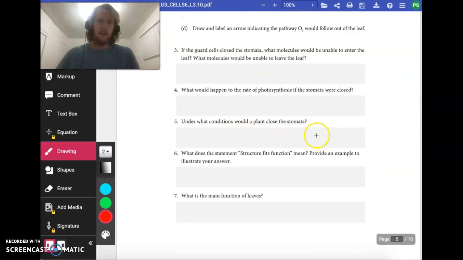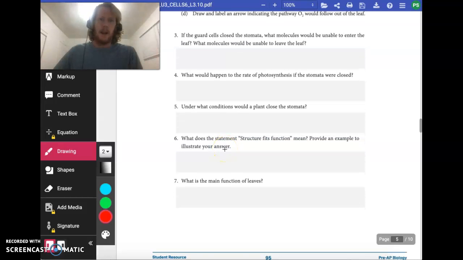Under what conditions would a plant close the stomata? Okay. What would happen to the rate of photosynthesis if they close? It would slow down because we need those things for photosynthesis. And if they did close, or why would they close? If it's too hot, right, they're going to close because they don't want to lose a lot of water. If it's nighttime, they're going to close because they can't do photosynthesis or part of photosynthesis at night. So they would close it so things can't exit. Okay, or too dry so they don't dry out.